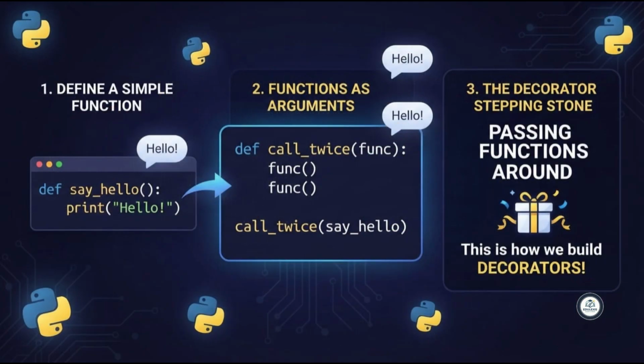Let's take that concept one step further. Can we write a function that takes another function as an input? Yes, absolutely. Imagine writing a function called call_twice(func) that takes any function func and runs it 2 times. We pass our say_hello function into call_twice, and boom, it executes twice. This ability to pass functions around is the exact stepping stone we need for building decorators.